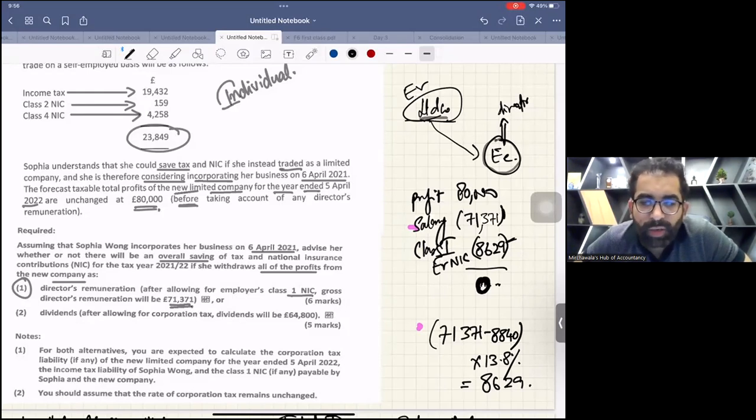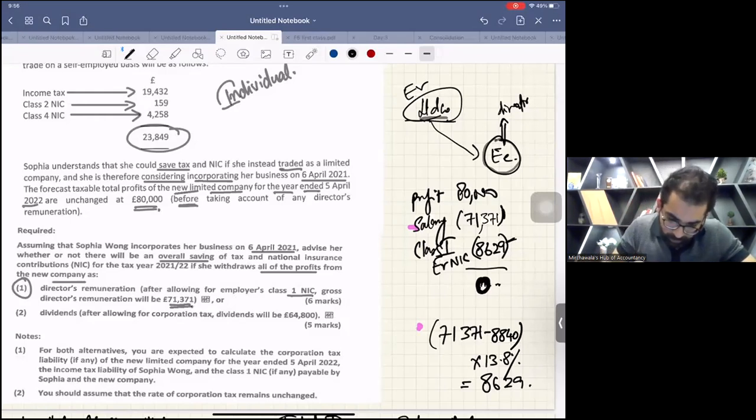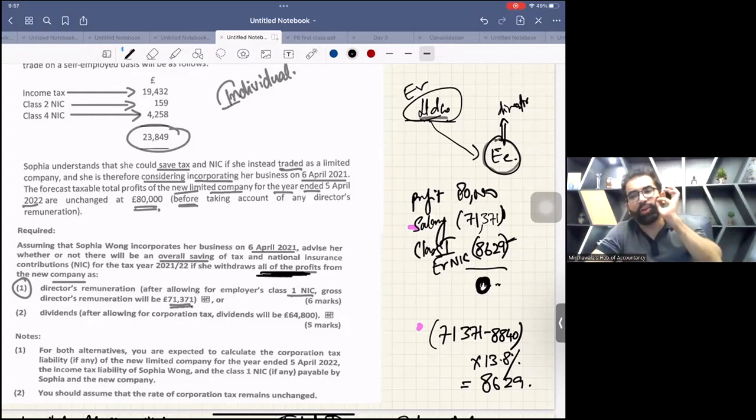One guy is asking, what about class one employee NIC? That is to be borne by the employee. Forget it. The employee section is different, I'll tell you the employee thing. Another asks, is it not possible to get a loss? No, because if she withdraws all of the profits, complete profit withdrawal means the balance left will be zero.